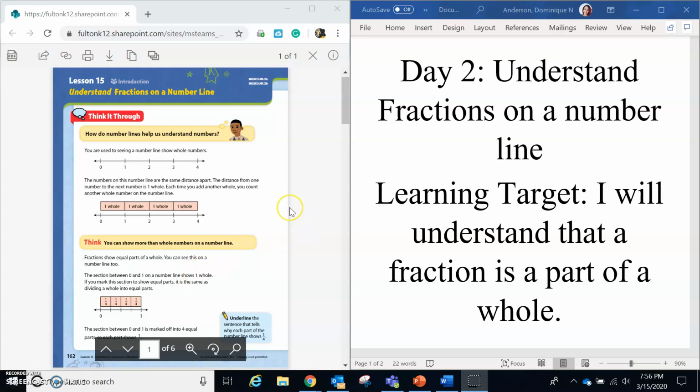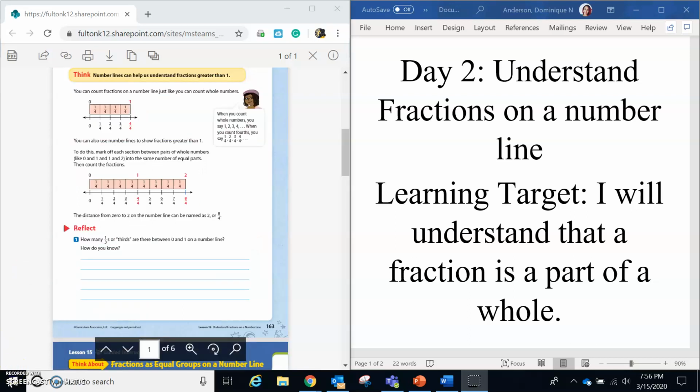So let's get started. Just like yesterday, I want you to read through your first 2 pages, and we're going to do the second page together. So pause the video so that way you can read. Great job. So just to reiterate some of the things they talked about, just like with our shapes, we have equal parts on the number line.